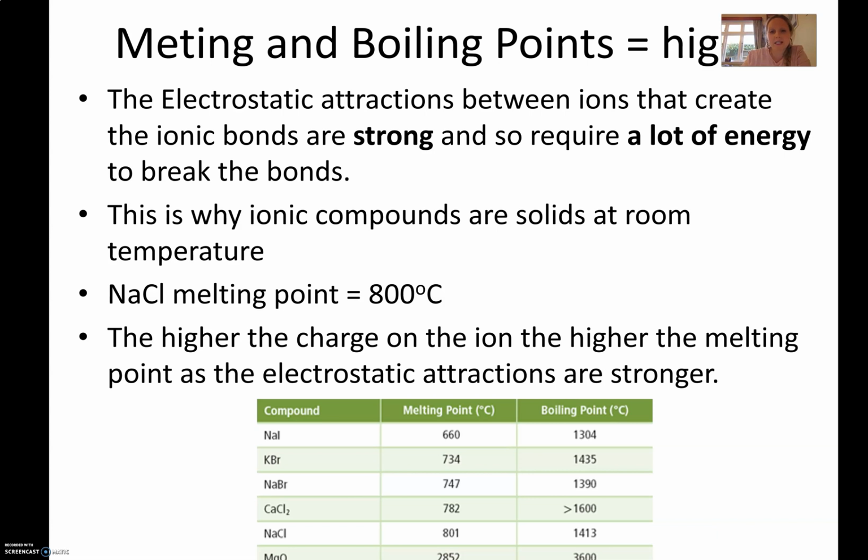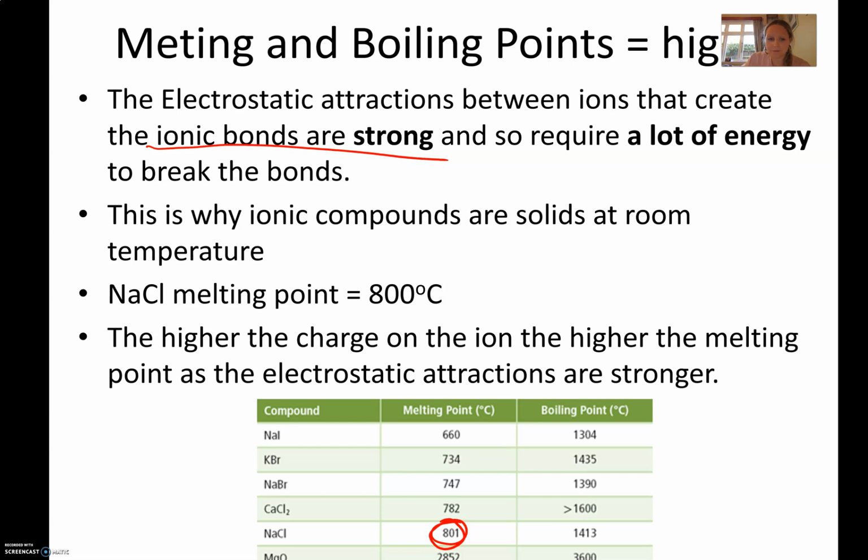Melting and boiling points. Well, this one's nice and easy, and if you look at this table down below, here are some ionic compounds, and you can see that the boiling points are in the thousands and melting points are in the hundreds. They're really high. So why are they high? Because they take a lot of energy to break. And why is that? Because the ionic bonds are strong. So melting points are actually one of the easiest to talk about. For instance, sodium chloride doesn't melt until 800 degrees. And that's purely because the ionic bonds are super strong and they take heaps of energy to break.